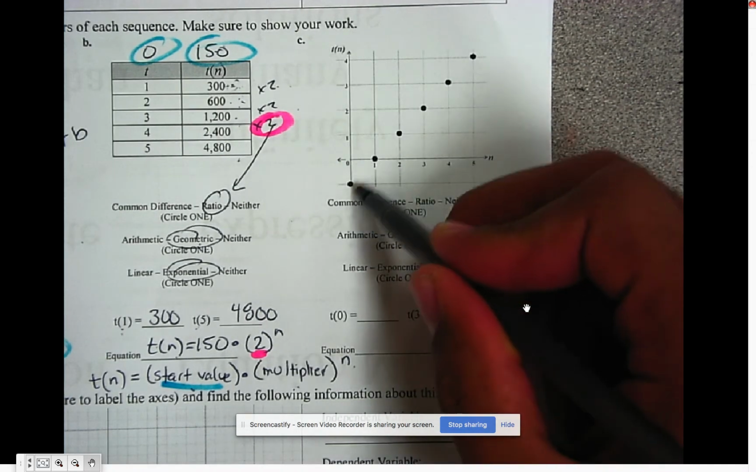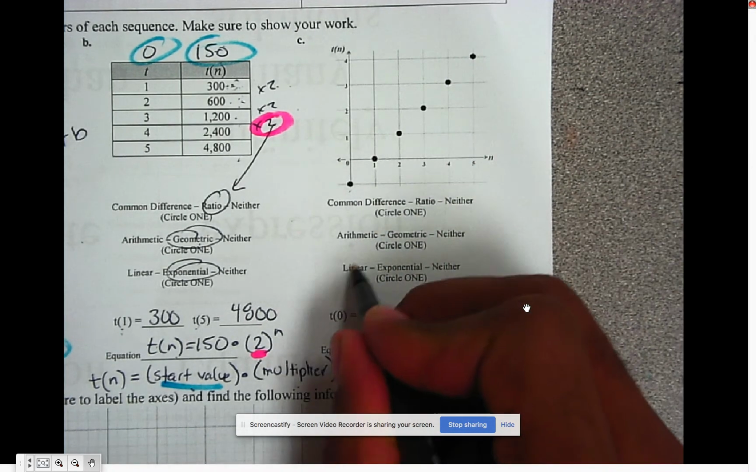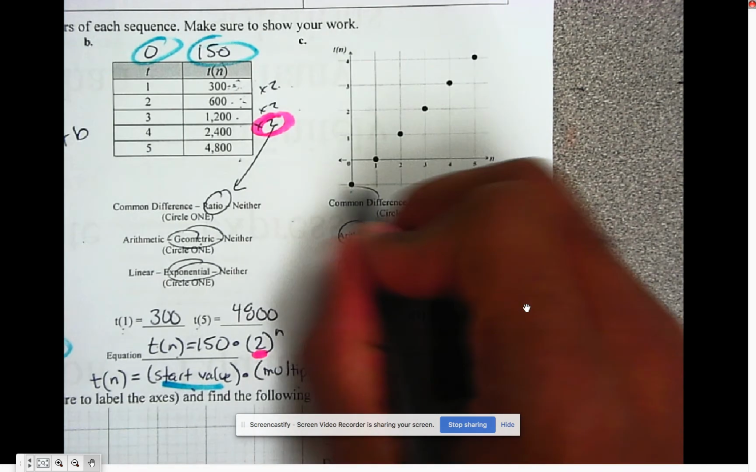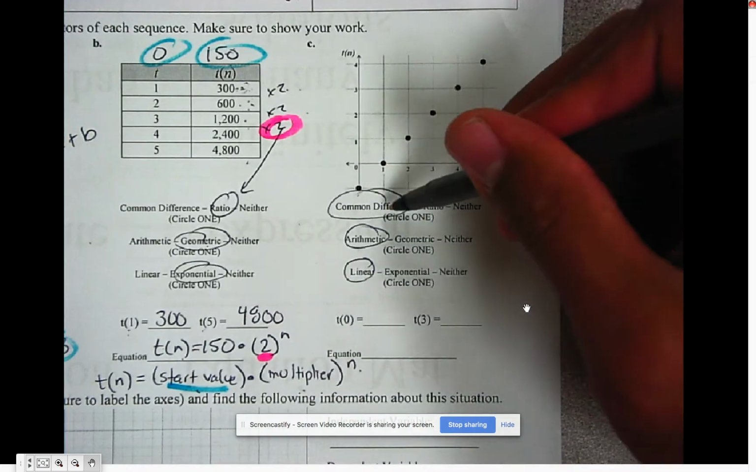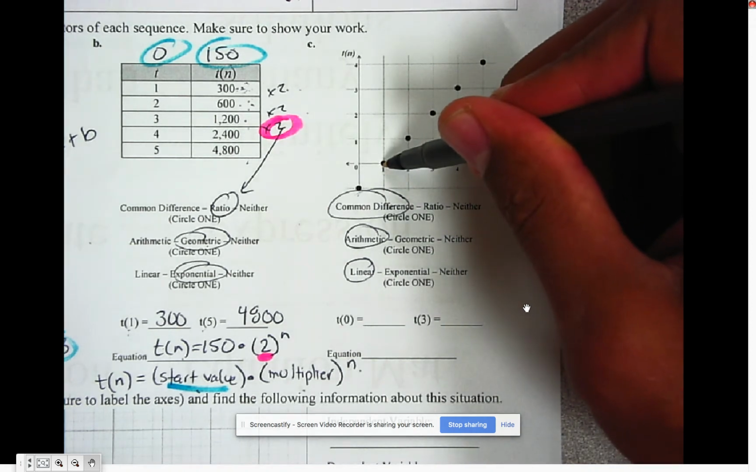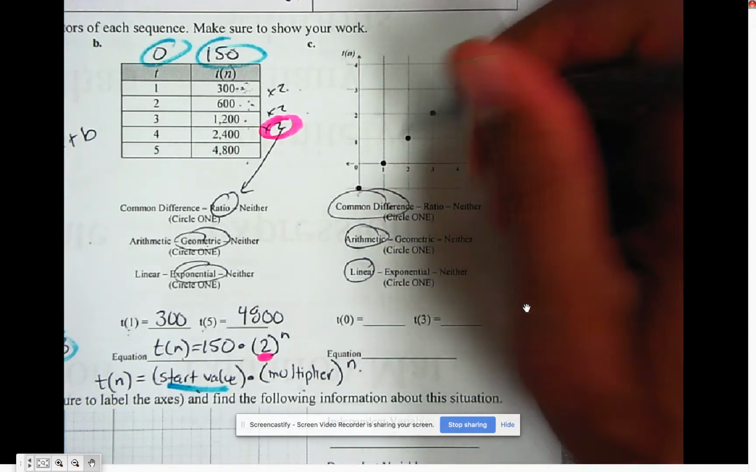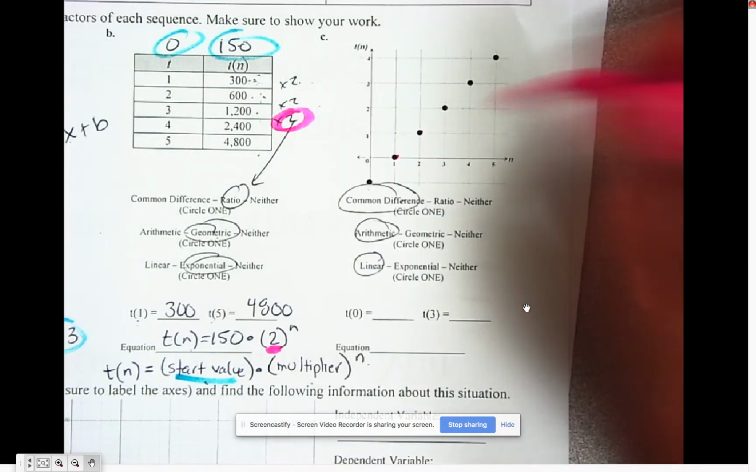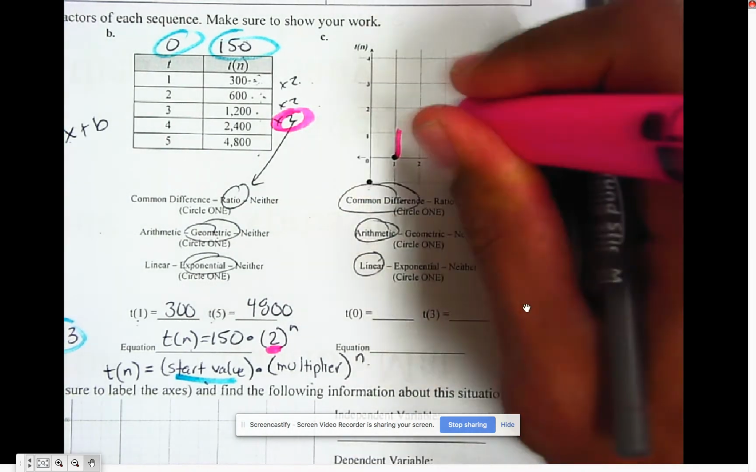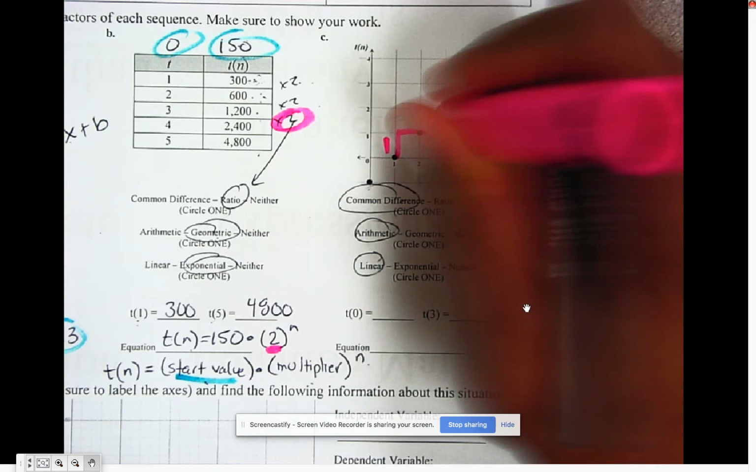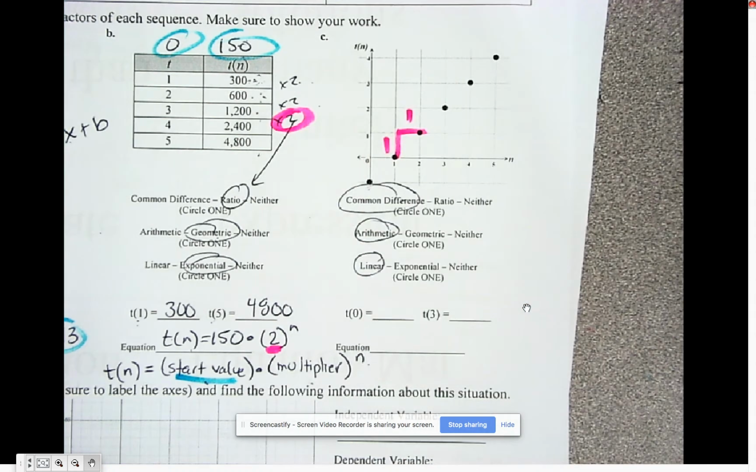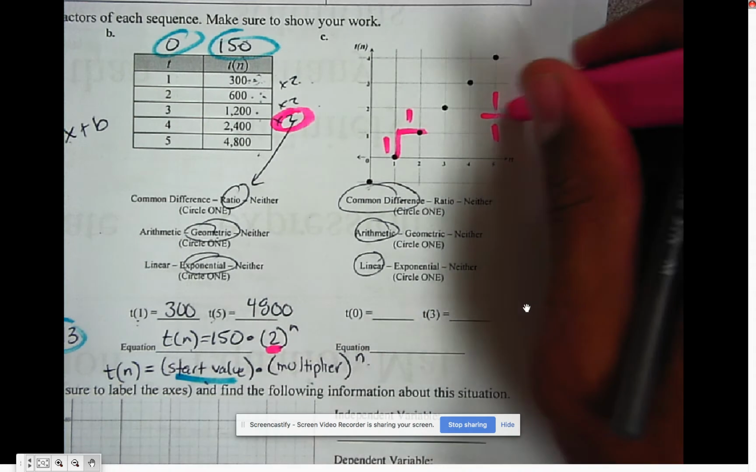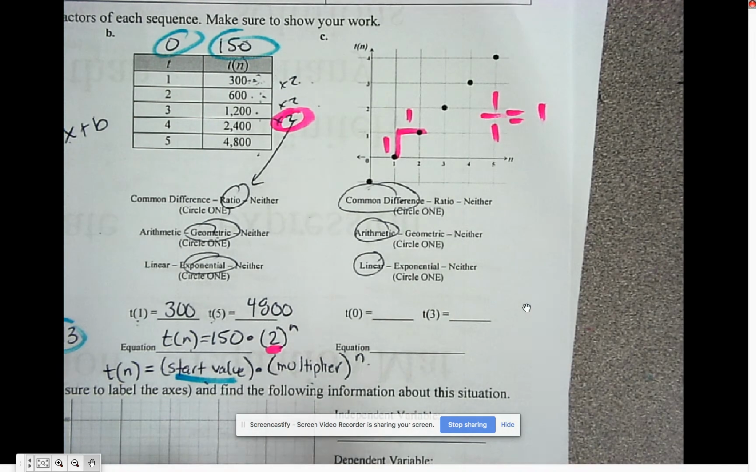Again, if you notice, it's a straight line, so I know right away it's linear, which also means it's arithmetic. It means it's adding, which means there's a common difference. Now, to find that common difference, we need to figure out the slope. So slope, I need to go from one point to the next. I need to figure out the rise, which is 1, and then the run, which is also 1. So it's 1 over 1, which is 1. So the common difference is 1.